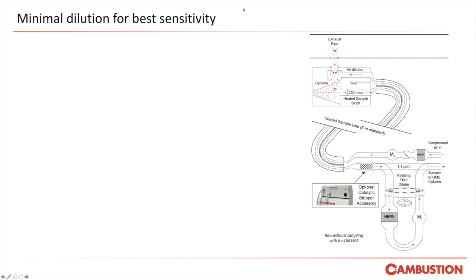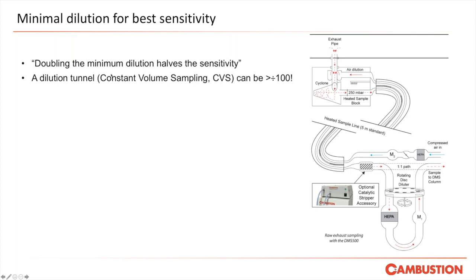Okay, I'm going to talk about the dilution scheme, which, as I say, is the existing DMS dilution scheme. So broadly speaking, if you double the dilution, you halve the sensitivity. So if you have a system that had a minimum of 10 to 1 dilution, then that's going to have half the sensitivity of a system, with the instrument being the same, as a system with 5 to 1 primary dilution. So we need to keep that as low as possible.